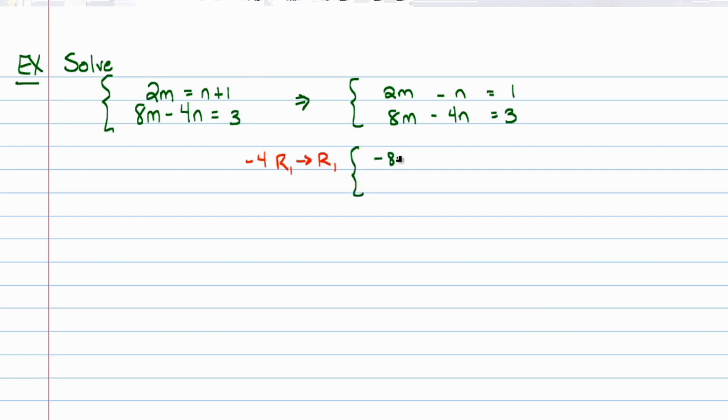Let's see what this turns into. We get a negative 8m, plus 4n, because we're multiplying by a negative, so negative times negative becomes plus. It's plus 4n is equal to negative 4. And in the second equation, 8m minus 4n is equal to 3. It looks somewhat similar to the last example, but there's something significantly different about it. So I'm going to add these two equations. I have no values of m left over. I have no values of n left over. However, negative 4 plus 3 is negative 1, and now you ask yourself, when is this true?